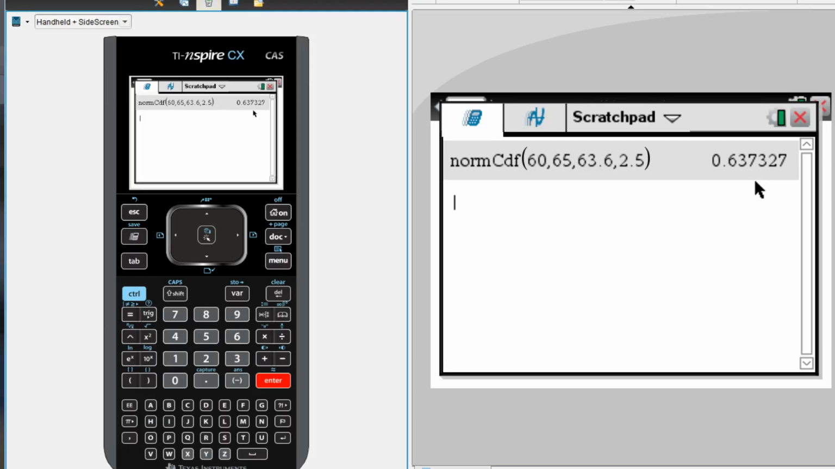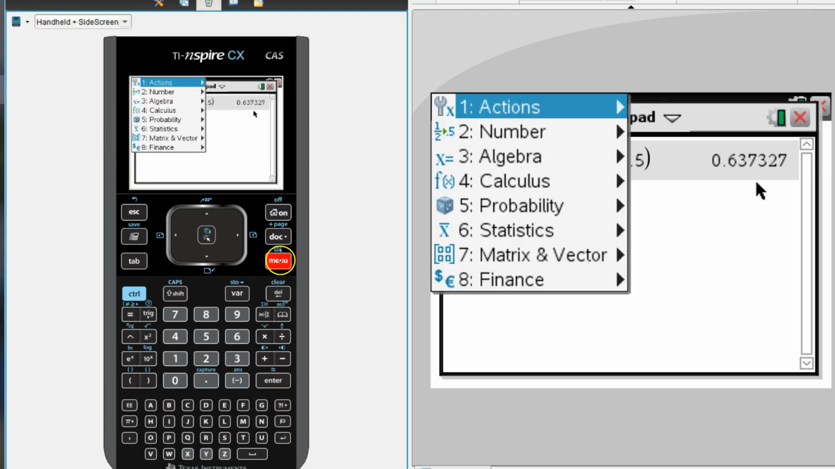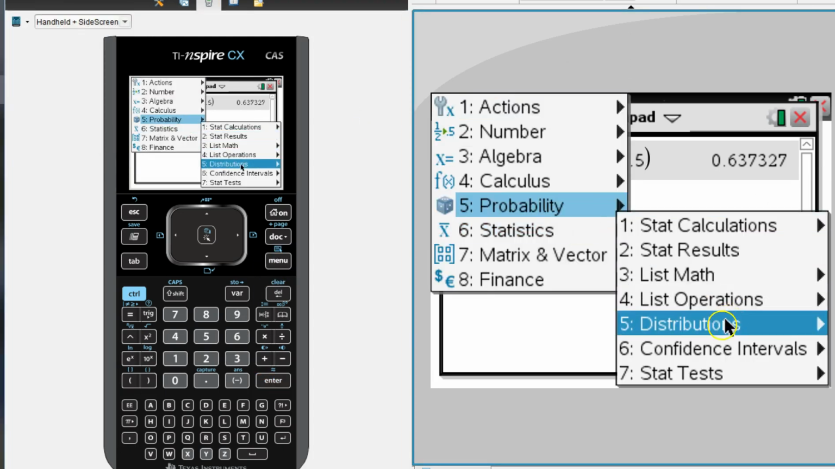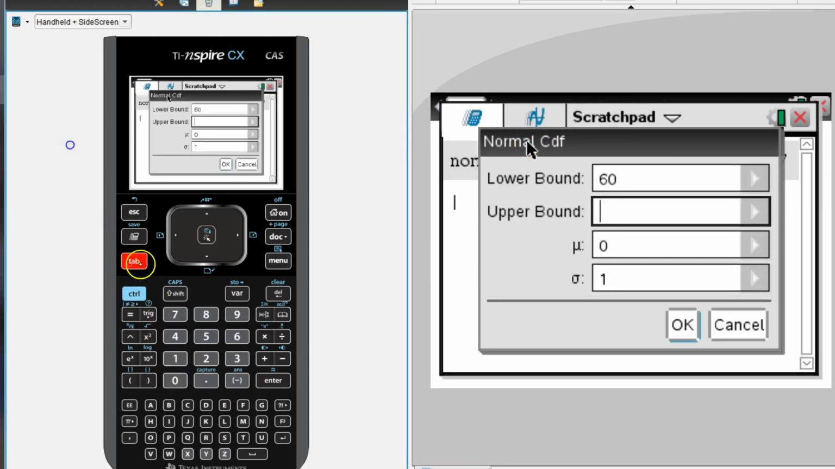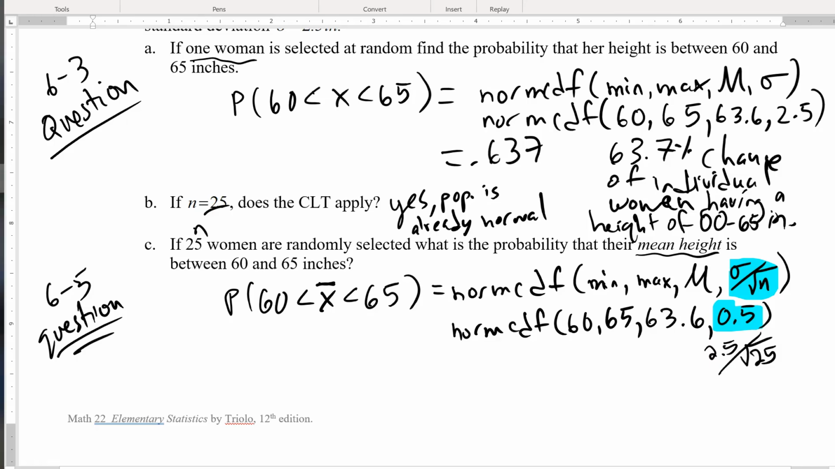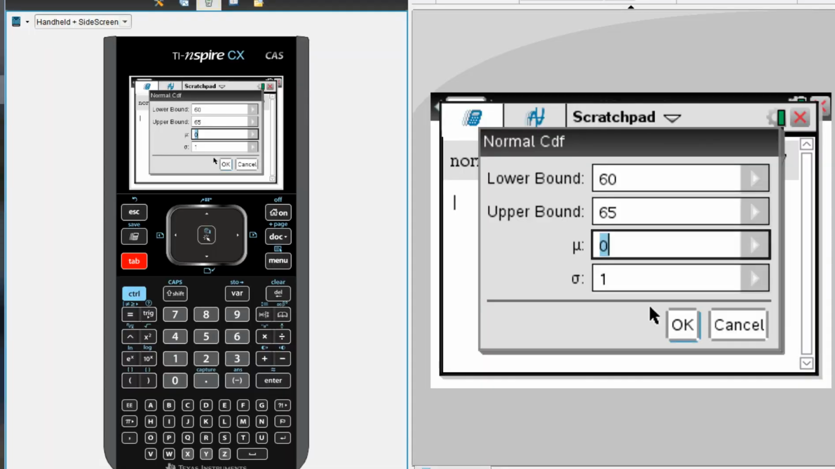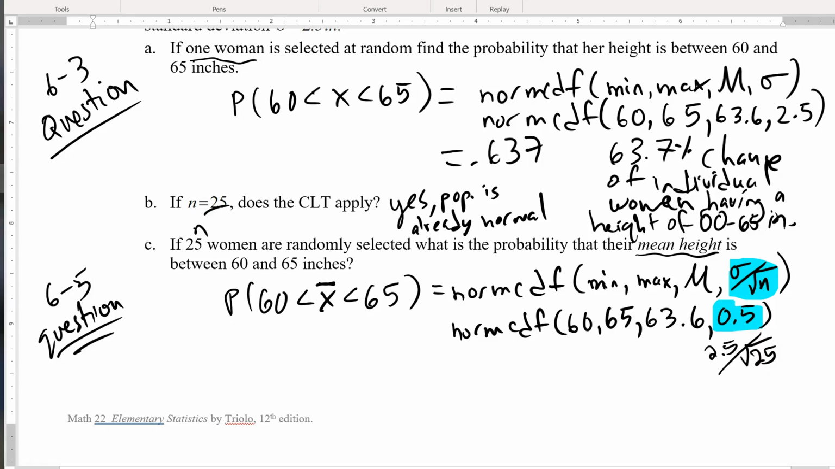So I'm going to go run this again. Menu, statistics, distributions, norm CDF from 60 to 65, same average, what was it, 63.6, I think? Yep. Doubted myself. And standard deviation. Technically, you could put the whole formula in here, but we already calculated it, so I'm just going to put the 0.5. I'm pretty sure they'll let you put the formula in there. I'm thinking about it. No, I'm good with that, 0.5.